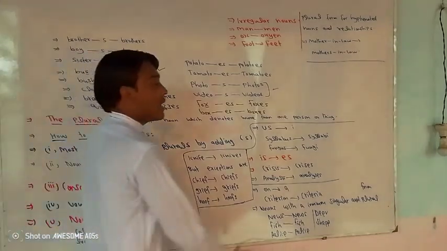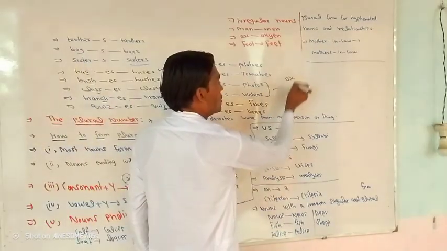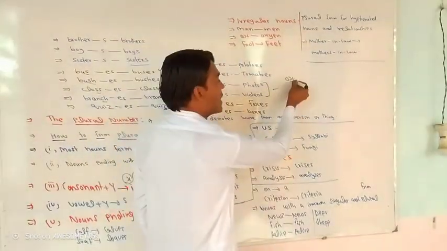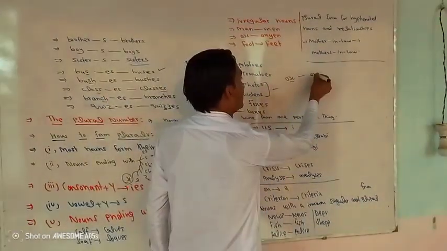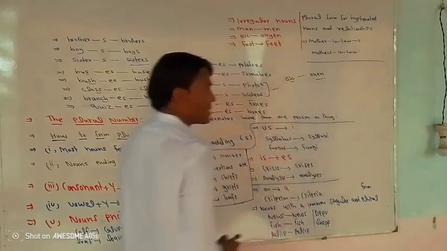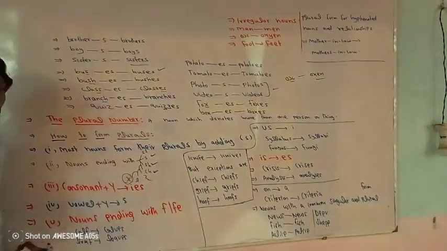But yes, there are so many exceptions like the letter x. For example here I say ox. So ox also ends in x, but we can change this with the help of what? That is called oxen. This is the exception here. So this is rule number 2.